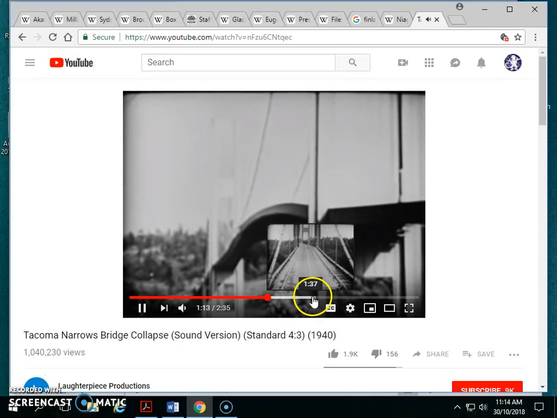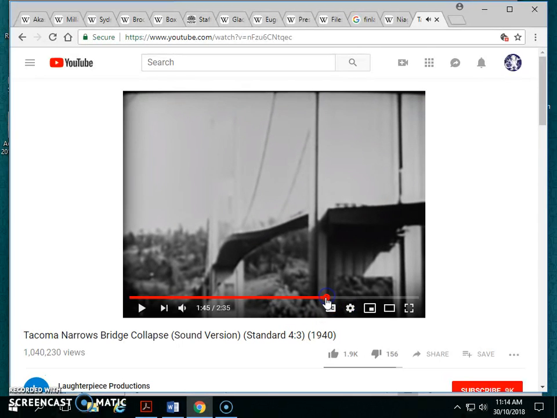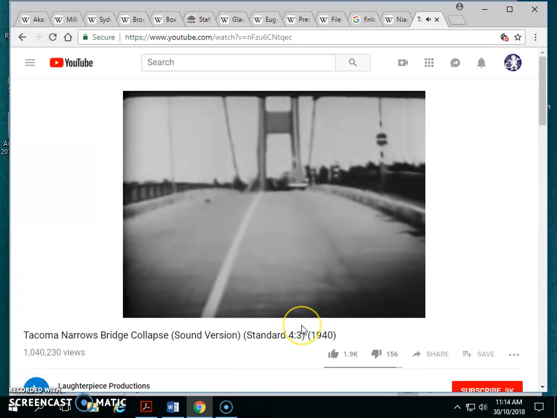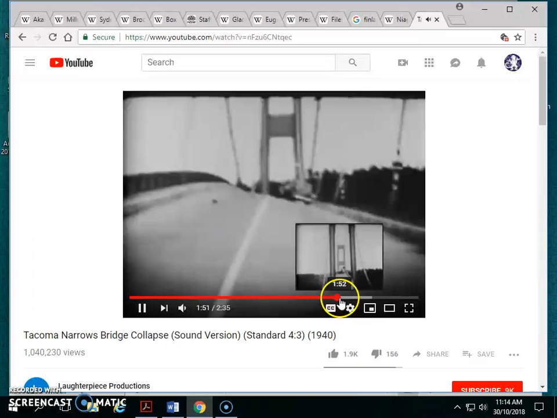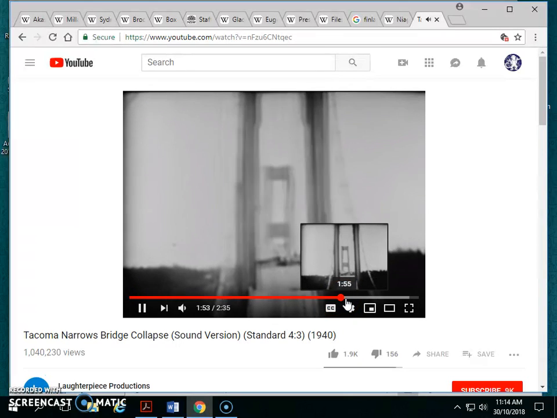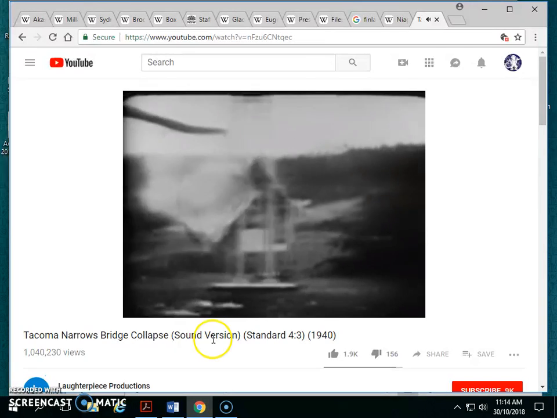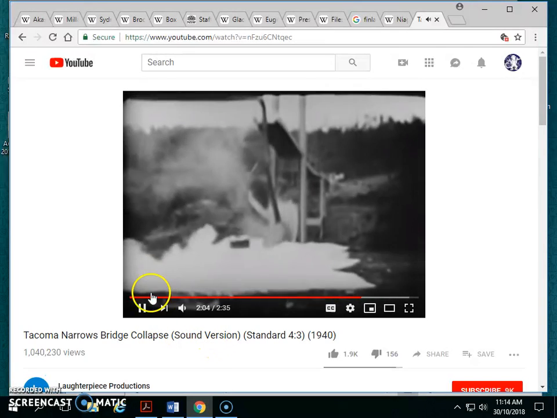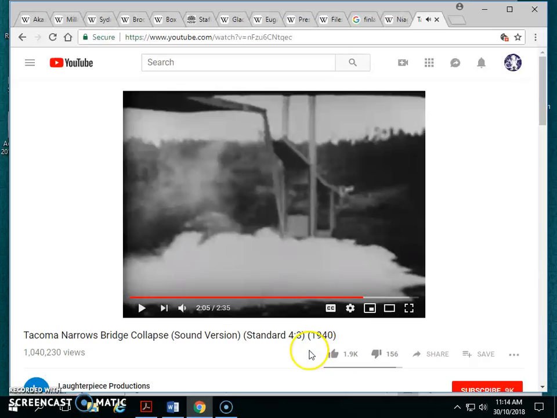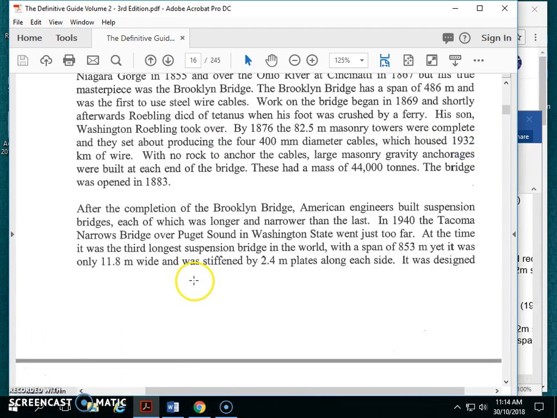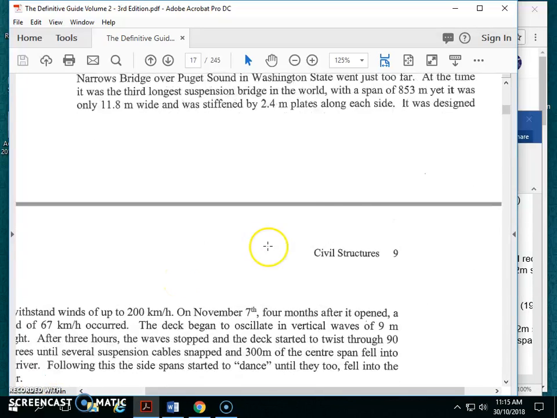And if you watch late enough, you can actually see this is where it tears itself apart. Who was filming that? It's a good question. I don't know who was filming it. Oh, there you go. Yeah, you can see it there. Roar! Catastrophic failure. Okay. So, that's the Tacoma Bridge.